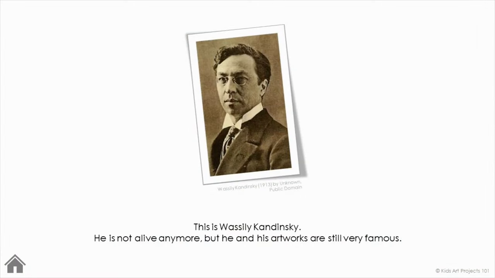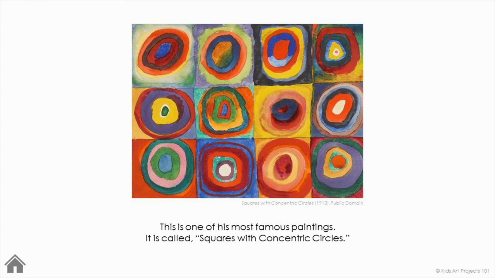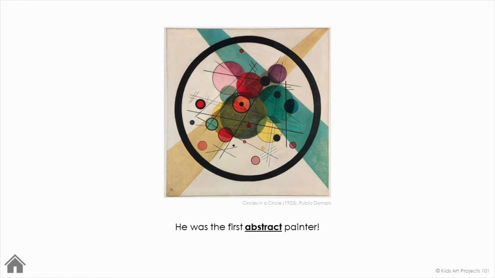This is Wassily Kandinsky. He is not alive anymore, but he and his artworks are still very famous. This is one of his most famous paintings. It is called Squares with Concentric Circles. He was the first abstract painter.